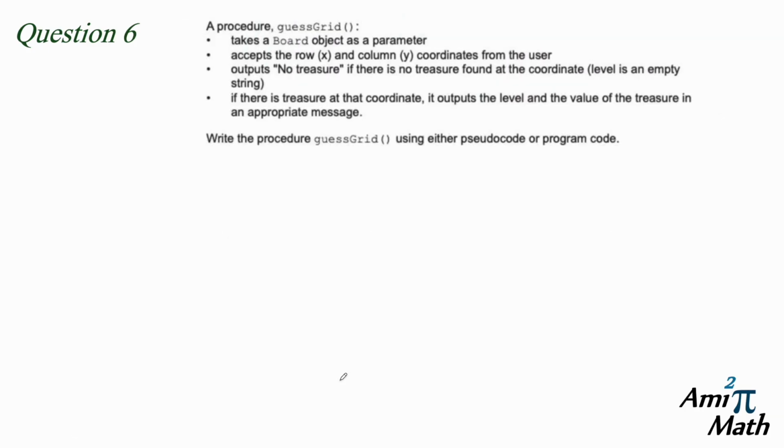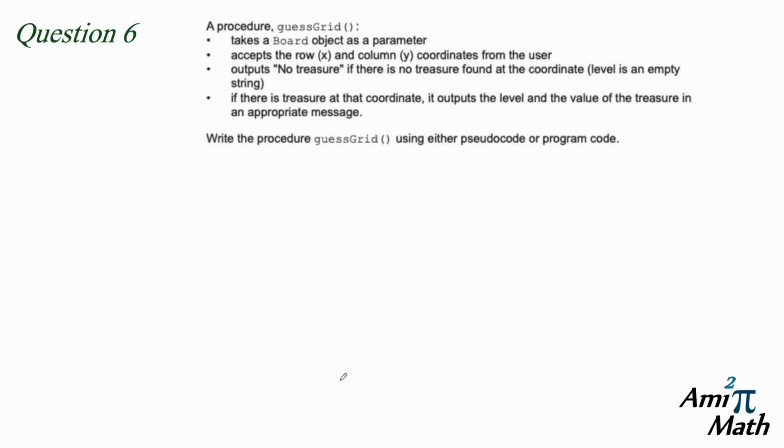Okay, question 6, another coding question. A procedure guess grid takes a board object as a parameter, accepts row X and column Y coordinates from the user, outputs no treasure if there's no treasure found at the coordinate, level is an empty string. If there's treasure at that coordinate, it outputs the level and the value of the treasure in an appropriate message. Write the procedure guess grid either using pseudocode or program code.